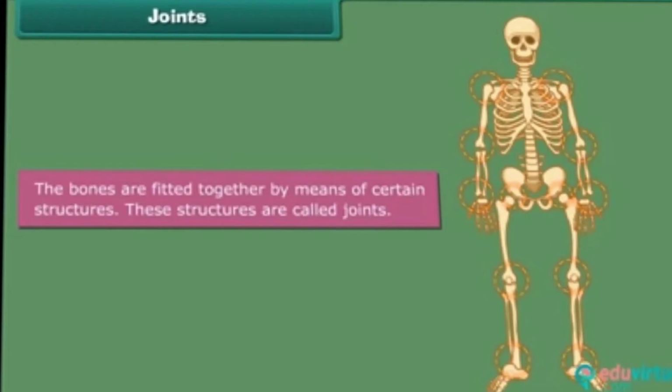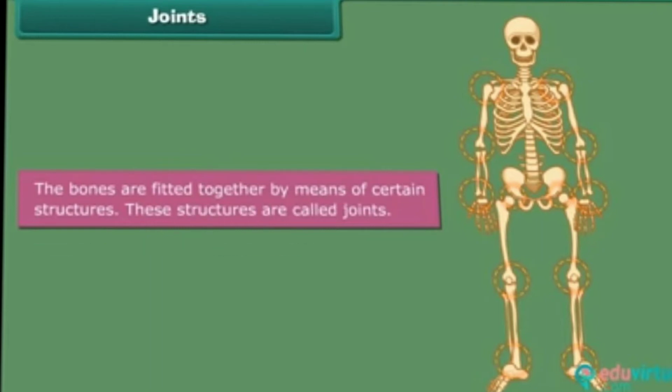Now we will discuss joints. Joints, in simple language, you can say a joint is the place where two bones meet. Where the two bones meet, that part is known as a joint. The bones are fitted together by means of certain structures and these structures are known as joints.